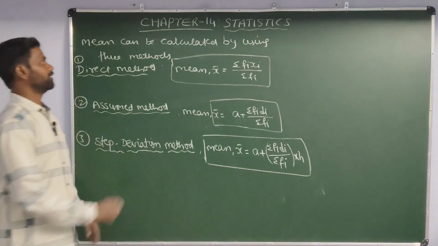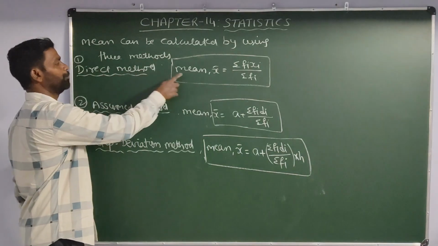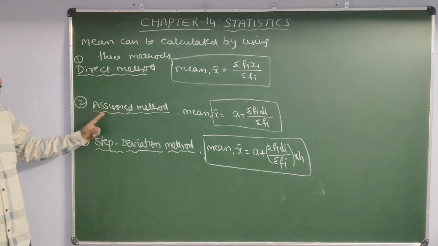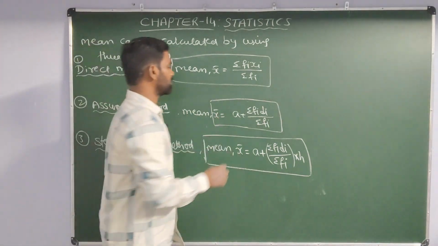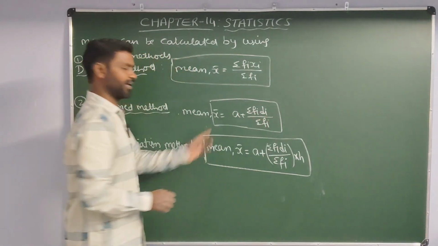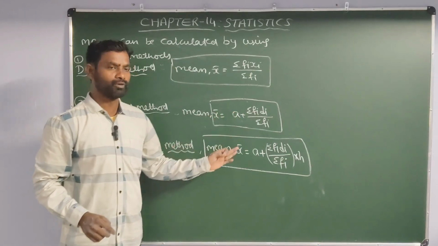Next, direct method: mean x bar is equal to sigma fi xi by sigma fi. And assumed mean method: mean x bar is equal to a plus sigma fi di by sigma fi, where a is one assumed value.